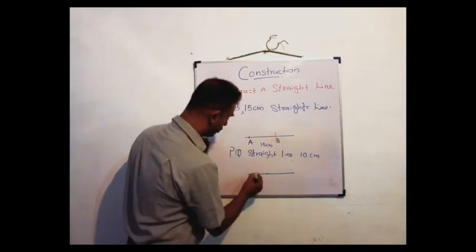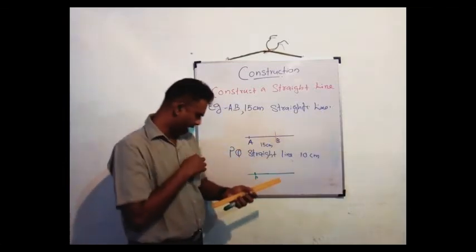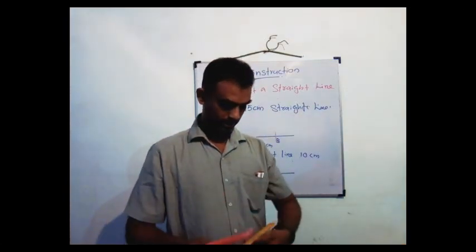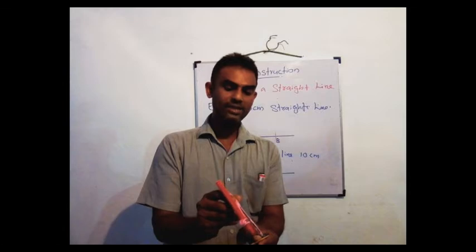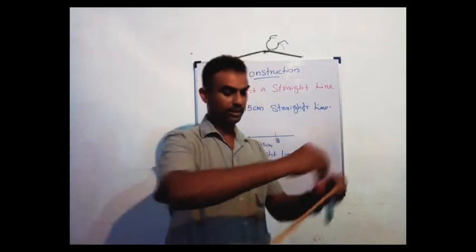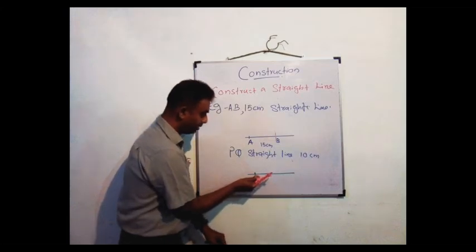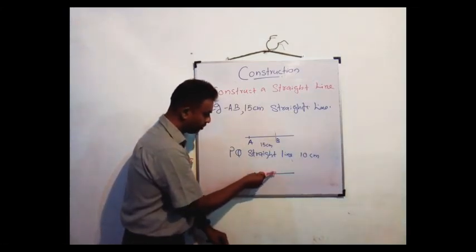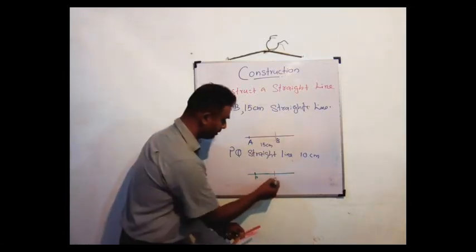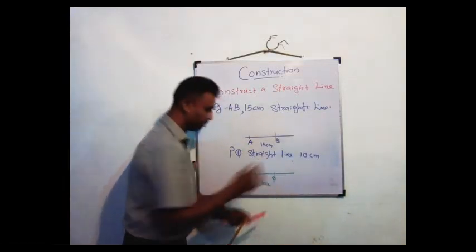Next, we mark the point P here. Now take the compass and measure 10 centimeters, like this. Can you see that? 10 centimeters is here. Put the iron point here and draw a small arc. This is the place of Q. This length is the 10 centimeters of PQ.